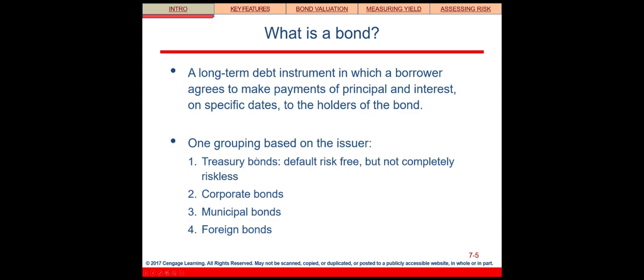And one grouping based on the issuer of the bond is that bonds can be categorized into the following 4 groups. The first one is treasury bond. This is the bond issued by the federal government. For this one, it's always default risk free, because the federal government will never default unless the federal government collapses, right? The federal government will always pay you back, but it doesn't mean that it's completely riskless. Default risk-free doesn't mean that there are no other risks involved.